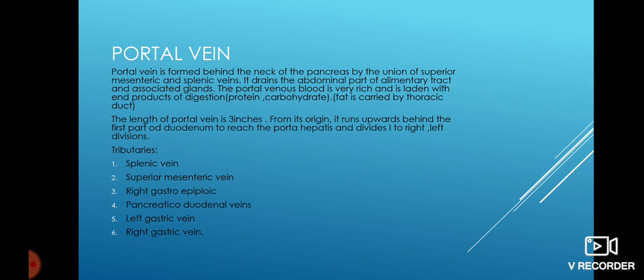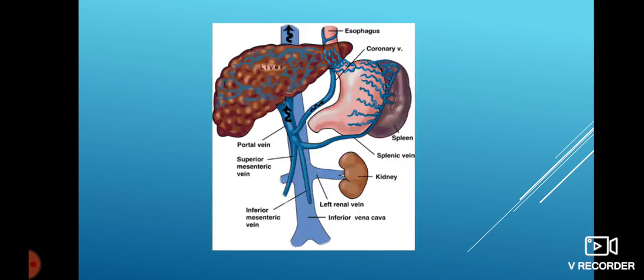The portal venous blood is very rich and is laden with end products of digestion like protein and carbohydrates, while fat is carried by the thoracic duct. The length of the portal vein is 3 inches. From its origin, it runs upwards behind the first part of the duodenum to reach the porta hepatis and divides into right and left divisions. Tributaries include splenic vein, superior mesenteric vein, right gastroepiploic, pancreaticoduodenal, left gastric vein, right gastric vein.